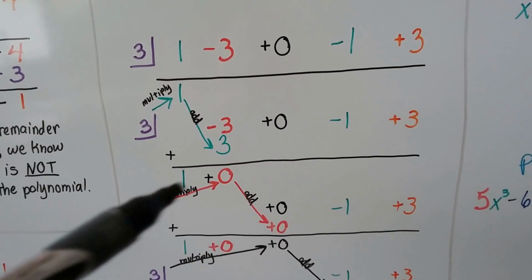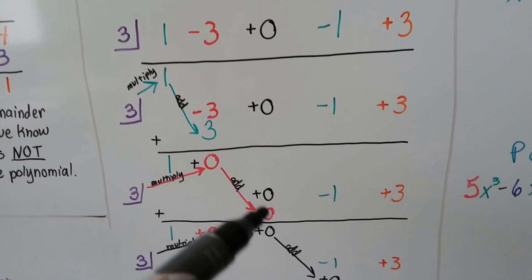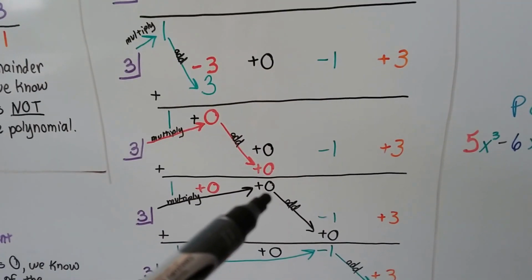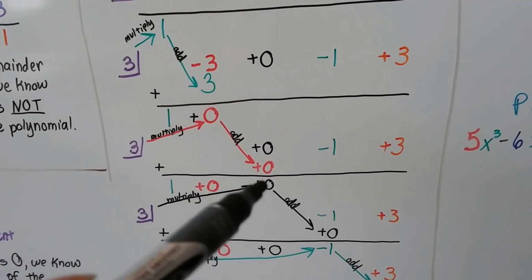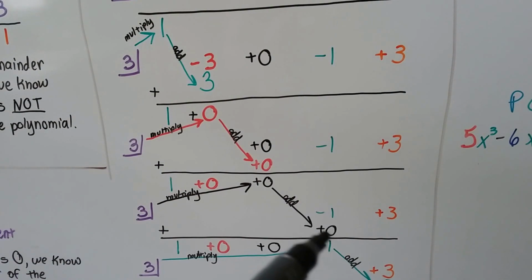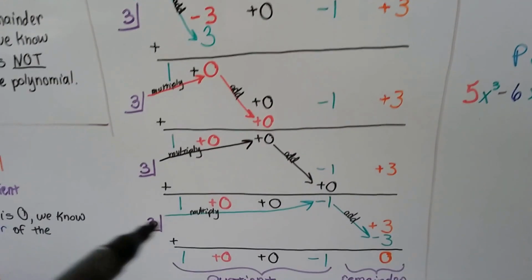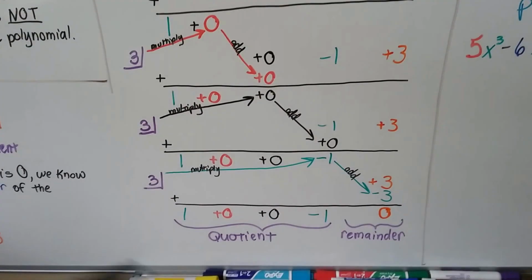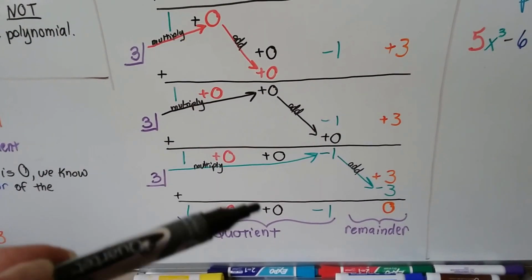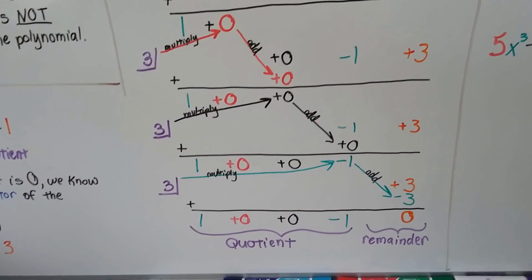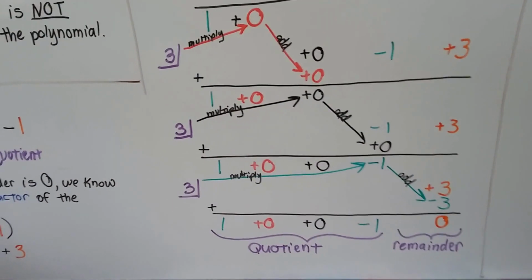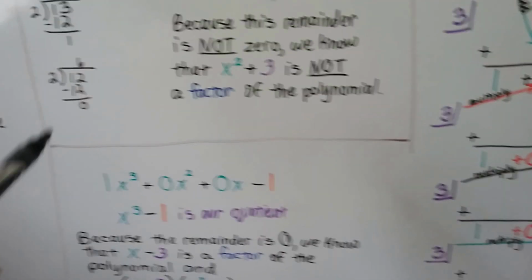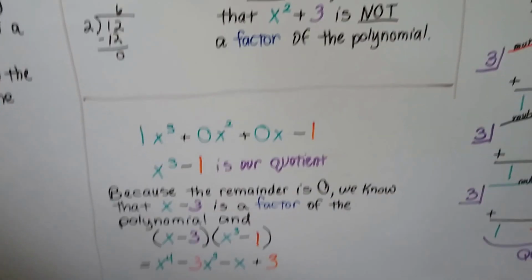Now what we do is 3 times that 0, and we add it to this column. That gives us a 0. Now we do 3 times 0 and add it to this column. We get a negative 1. Now we do 3 times the negative 1 and add it to this one, and we get a 0. So our quotient is 1, 0, negative 1, with a remainder of 0. We got a remainder of 0, just like we did with the 2, the 12, and the 6.